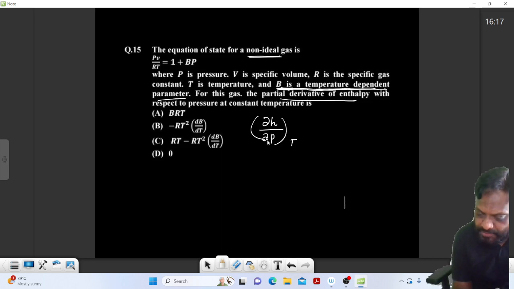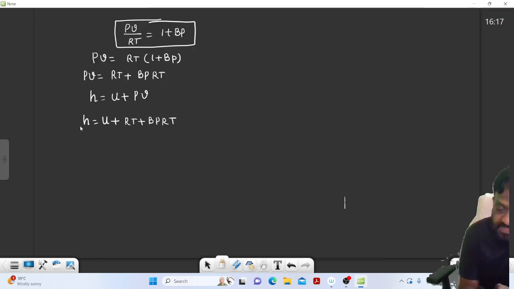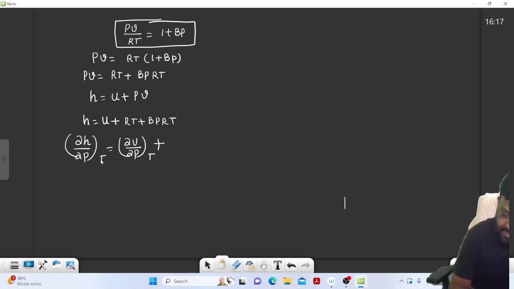I want dou H by dou P at T. You differentiate this with respect to pressure at constant temperature. So what will happen? It will be dou U by dou P at constant temperature. Very good. Look carefully. You are differentiating this by keeping temperature constant. R is a gas constant. Temperature is also constant. This whole thing becomes constant. Differentiation of constant, this will be 0.